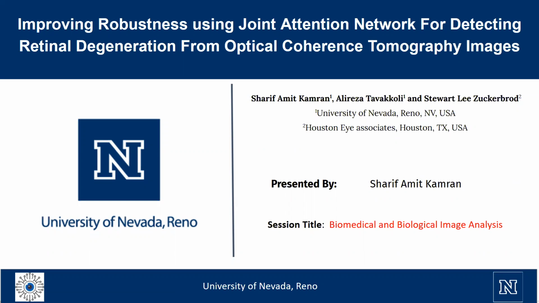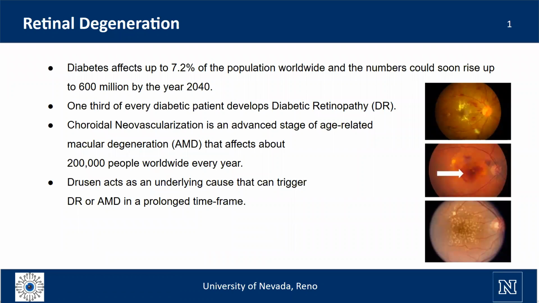Today I'm going to present our paper called Improving Robustness Using Joint Attention Network for Detecting Retinal Degeneration from Optical Coherence Tomography Images. Retinal degeneration is a type of retinopathy where the retinal subspace is damaged over time due to natural or underlying causes. It is estimated that by the year 2070 the number of patients affected by diabetes could reach 1 billion, and every one-third of them might develop a condition called diabetic retinopathy.